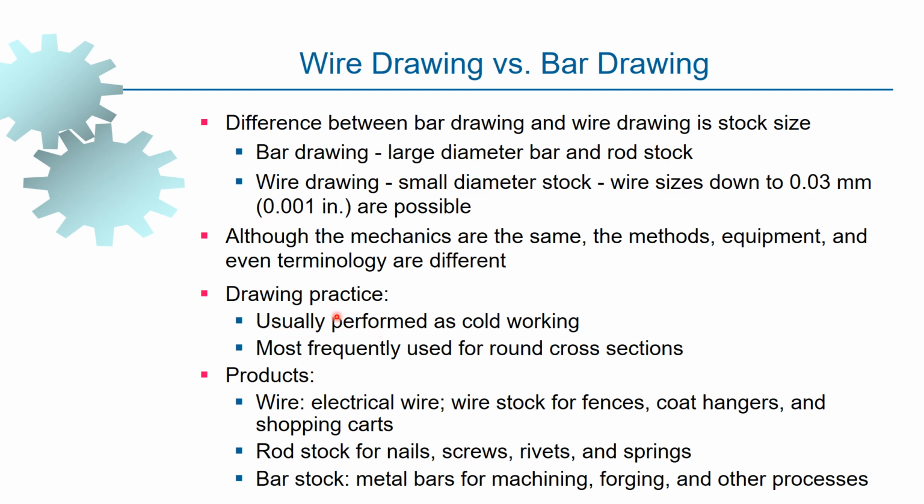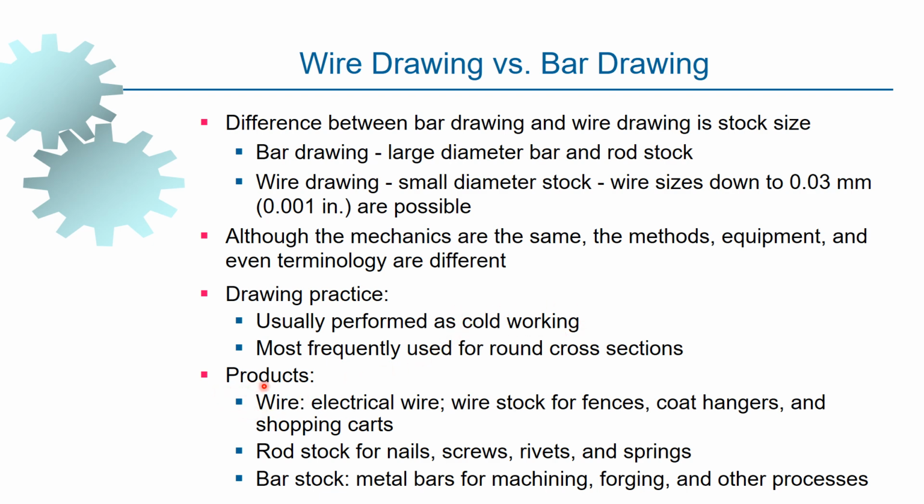Usually the bar drawing or wire drawing is done under cold conditions, a cold working process, most frequently used for round cross sections. With cold working, the strength and finishing will be much better than with the hot working process.